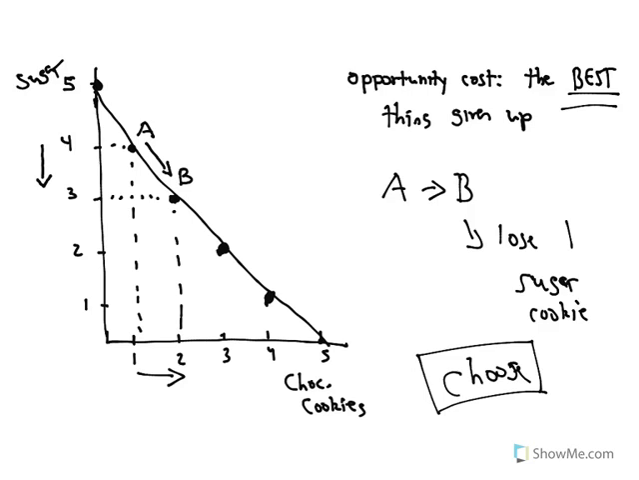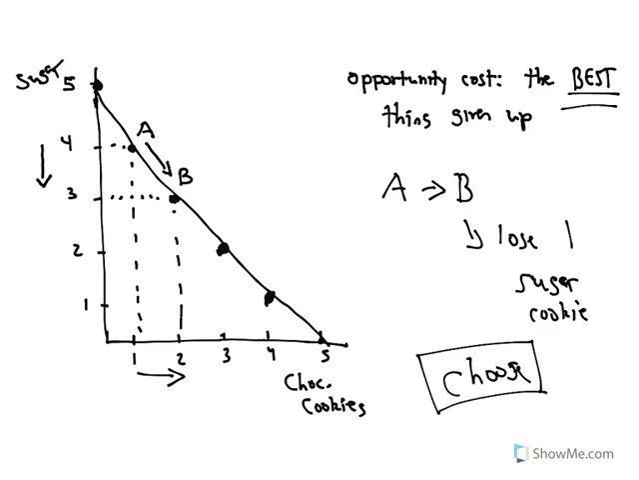And that's what the PPC is showing here. It's showing efficiency, it's showing opportunity cost, it's showing scarcity, it is showing choice, it's showing all kinds of different things. So this PPC is linear.